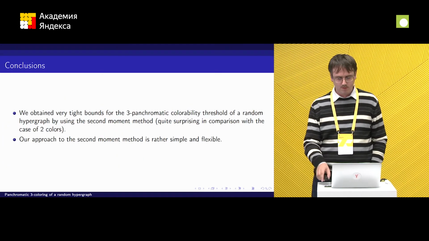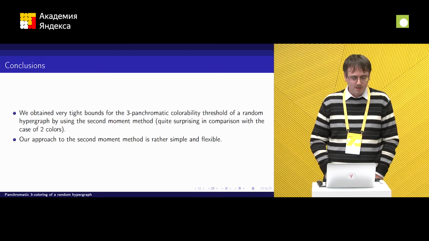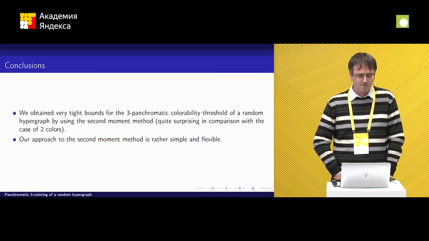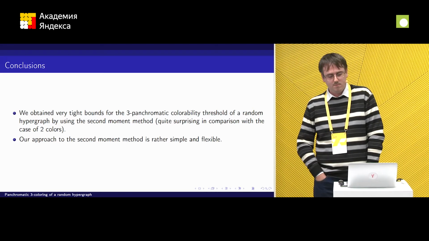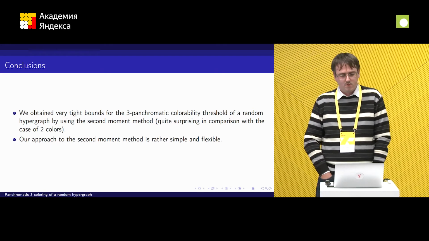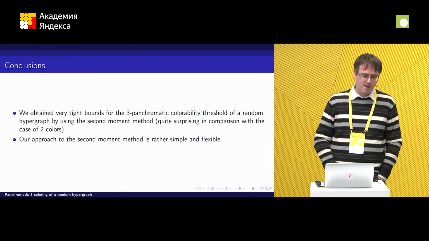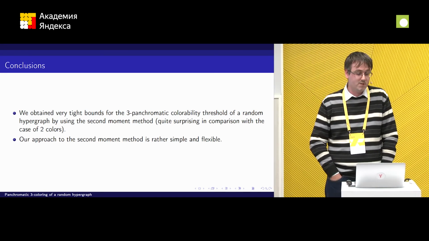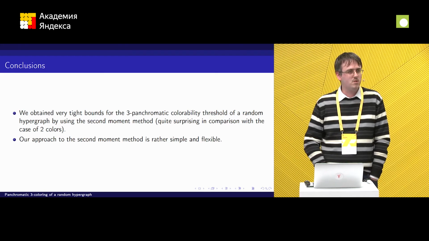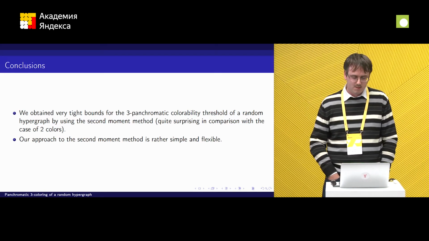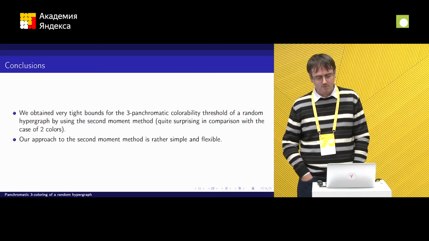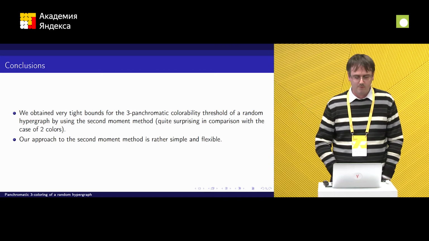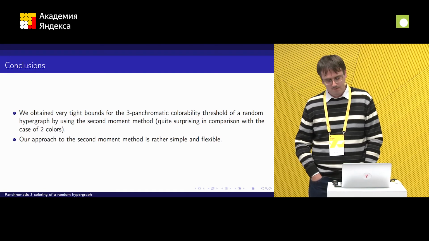Okay, so let me make some conclusions. We obtained very tight bounds for the panchromatic probability threshold of a random hypergraph by using the second moment method. Quite surprisingly it works, because in comparison with the case of 2 colors, in the case of 2 colors you cannot do this, so you will have a constant gap. And I think that our approach to the second moment method is rather simple and flexible, so it can be applied for other types of colorings. All we have to prove is just this inequality, and it requires only simple calculus.